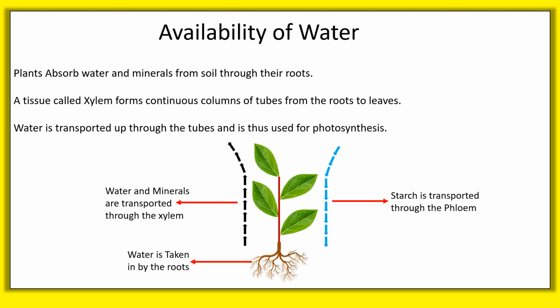So the main concept is that the xylem carries all the water and minerals up towards the leaves using the stem, and all the starch is transported down to the roots by the phloem. And the main work of roots is to take in water from the soil. So let's move on to our next slide.